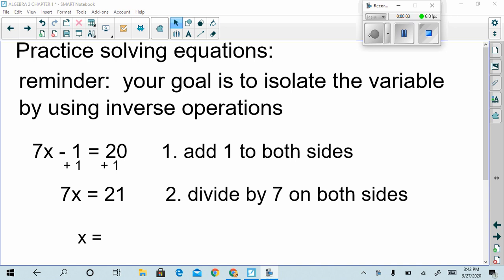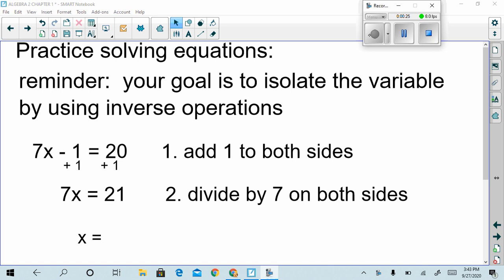I'd like to spend some time today working on solving equations before we move on to rewriting the equations into variables. After looking at your assessment from last week, there's still a few things that need clarification. One reminder, your goal is to isolate the variable by using inverse operations initially.